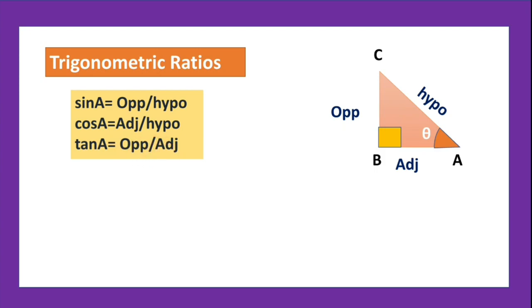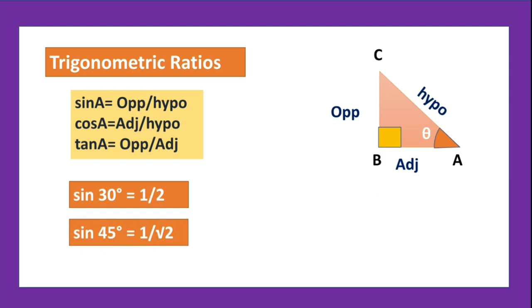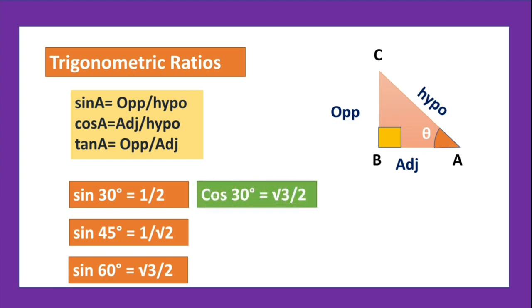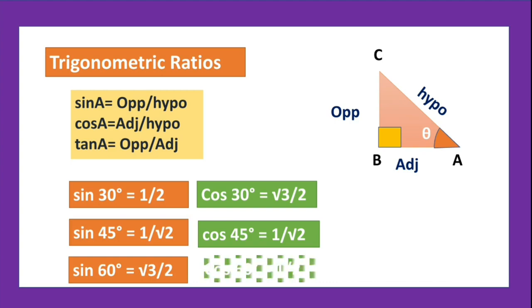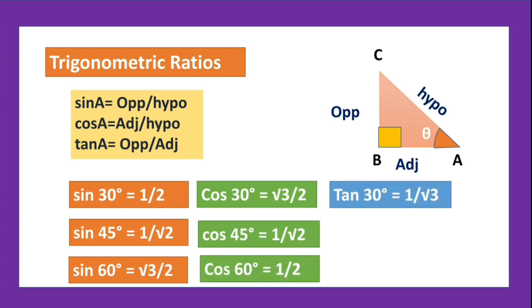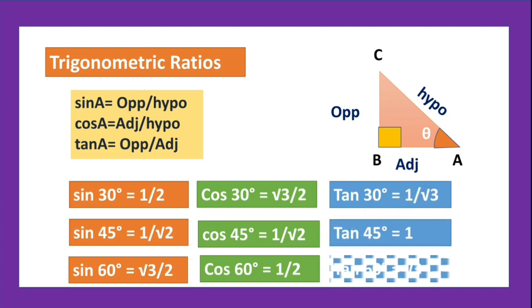Just recall the values of these trigonometric ratios: sin 30 is 1 by 2, sin 45 degrees is 1 by root 2, sin 60 degrees is root 3 by 2. Next, cos 30 degrees is root 3 by 2, cos 45 degrees is 1 by root 2, and cos 60 degrees is 1 by 2. Next, tan 30 degrees is 1 by root 3, tan 45 degrees is 1, tan 60 degrees is root 3. These are the important concepts.